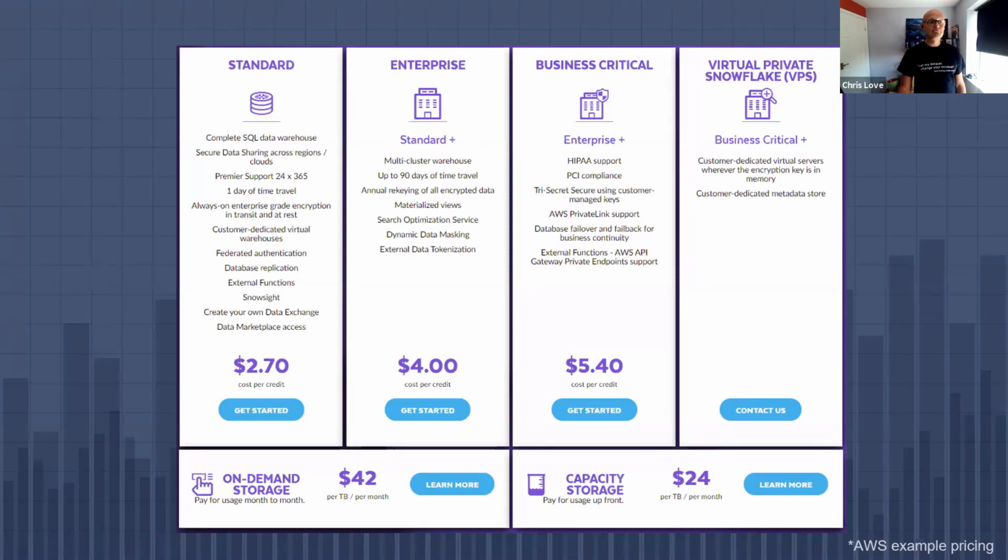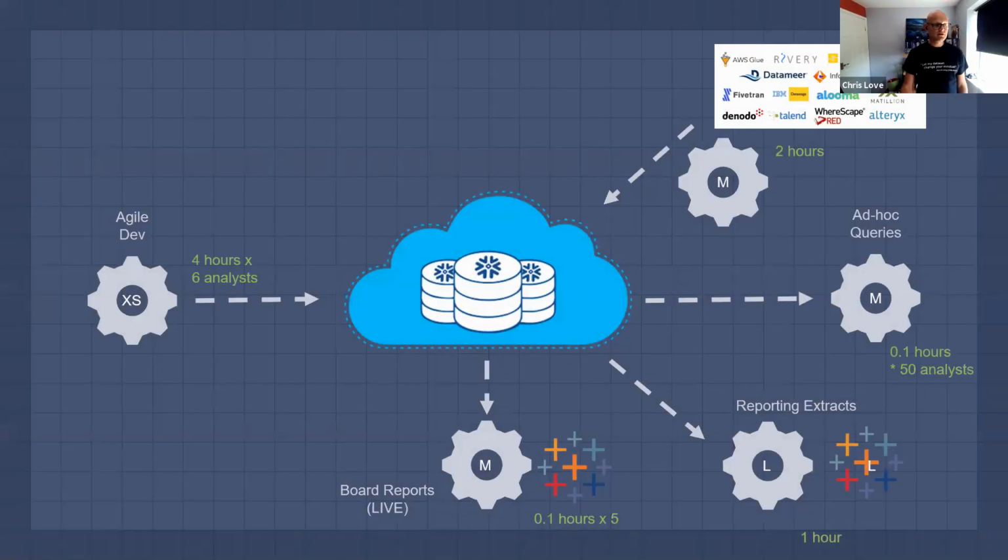So let's look at our sample use case that we've been building up over time and put some numbers to it. For our agile development, we might expect 6 analysts to do about 4 hours of agile development in a day. They've all got different things to do. They're going to meetings and things, but on average, let's estimate that they're doing about 4 hours every day across those 6 analysts. These more traditional ETL, ELT type reports are going to take 2 hours on a medium warehouse.